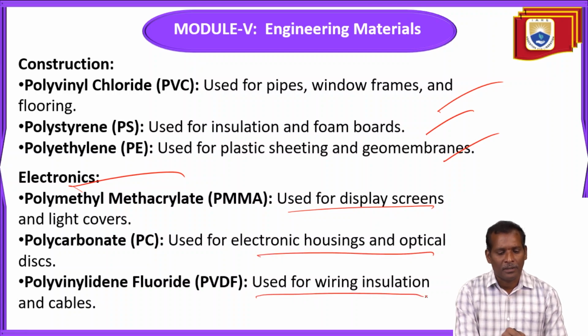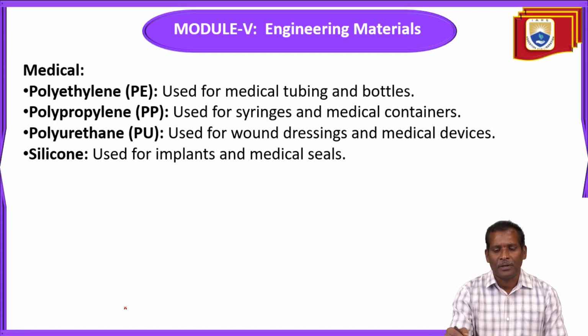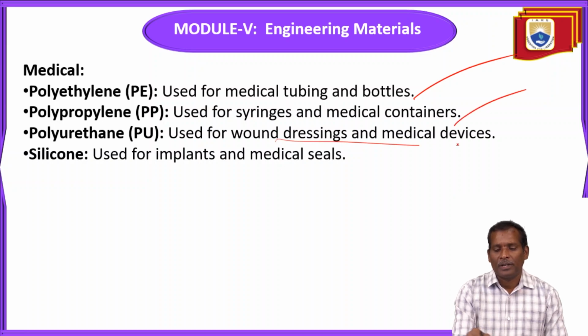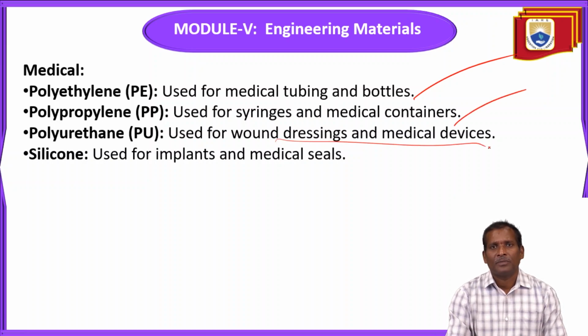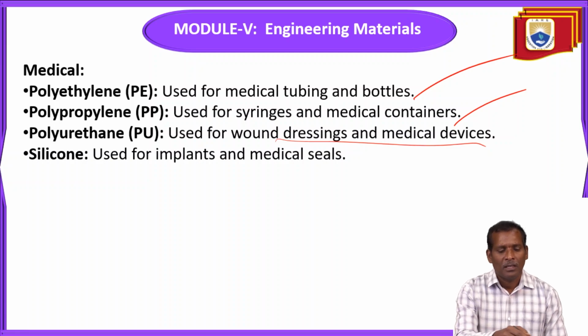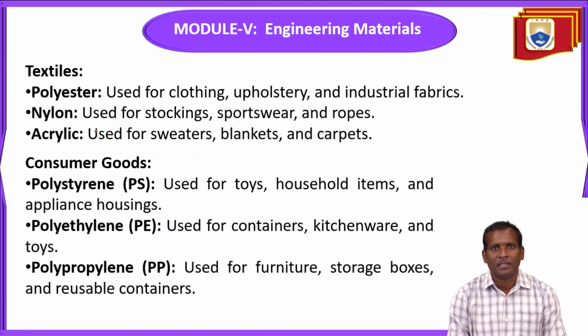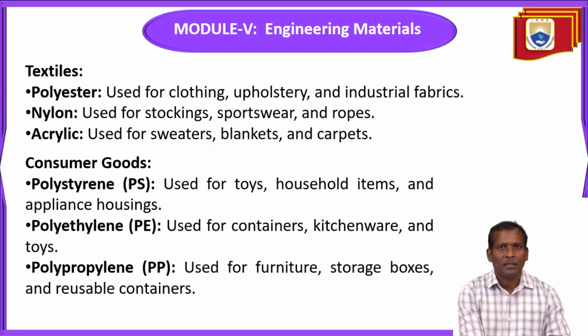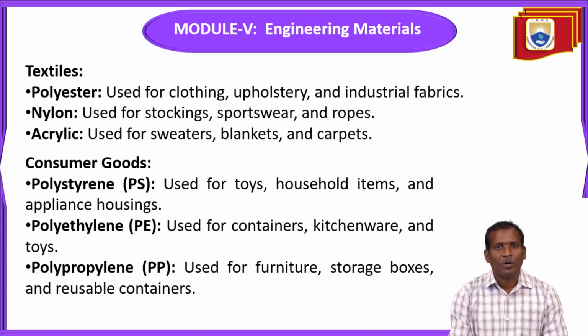In electronics, polymers are used for display screens, electronic housings and optical discs, and for wiring, insulation and cables. In the medical field: medical tubing and bottles, syringes and medical containers, wound dressing and medical devices, and implants and medical seals are silicone. Then textiles: polystyrene, nylon, acrylic. And consumer goods: polystyrene, polyethylene and polypropylene. These are the applications of these polymers.